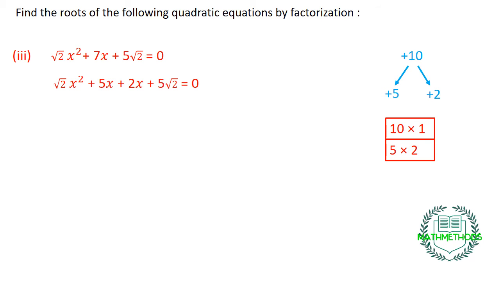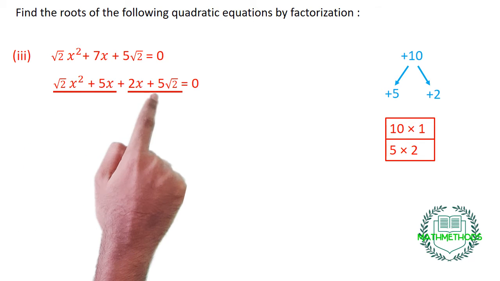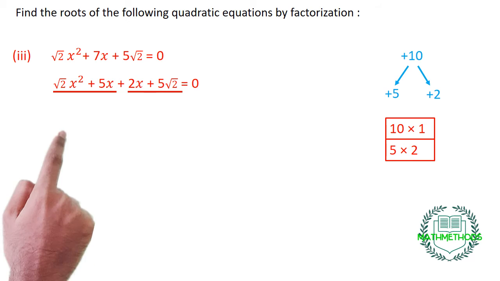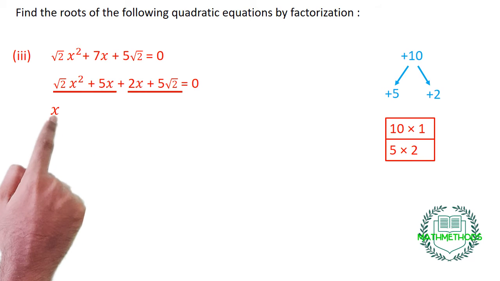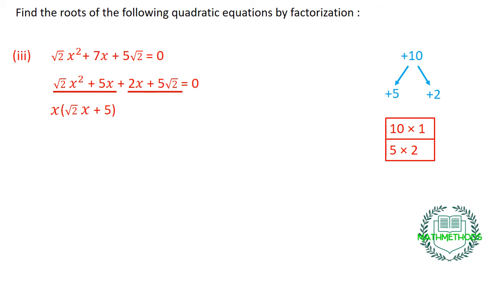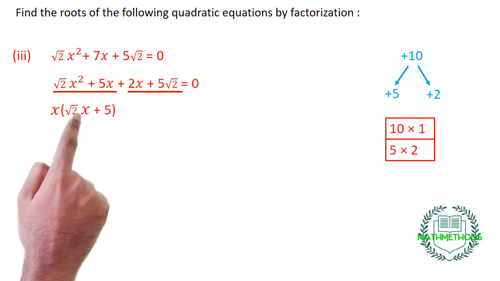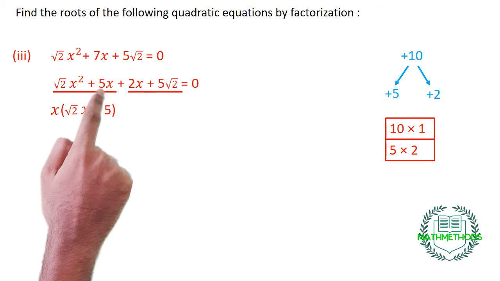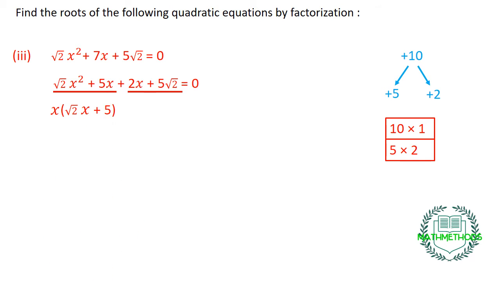Now on the left hand side, we have 4 terms. Group the first 2 terms together and the third and fourth terms together. Root 2 x squared and 5x have a common factor x. So take out the common factor x, and in the bracket we will have root 2 x plus 5. Take out x from root 2 x squared and we have root 2 x remaining. Take out x from plus 5x and we have plus 5 remaining.